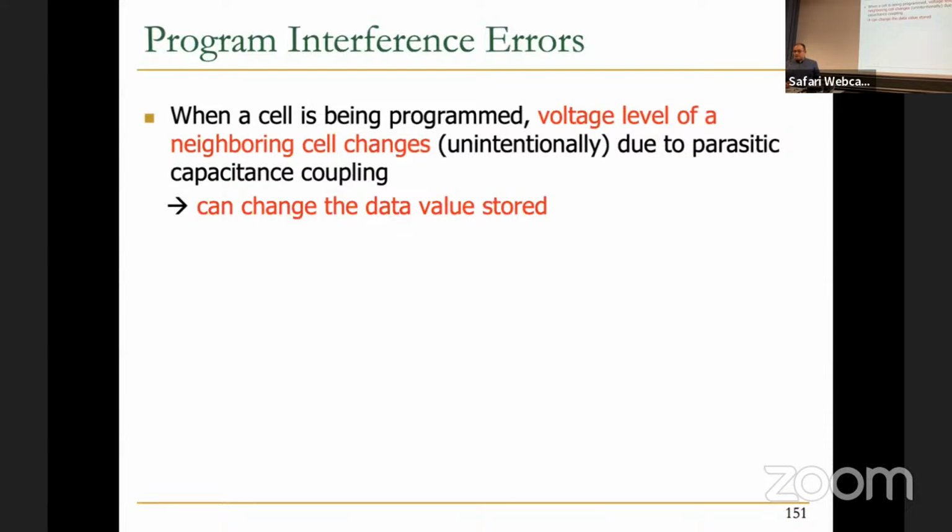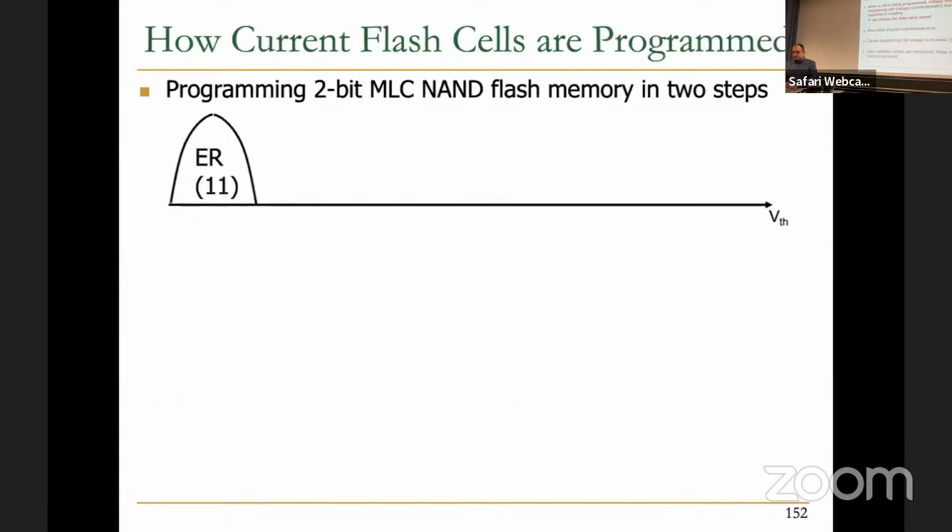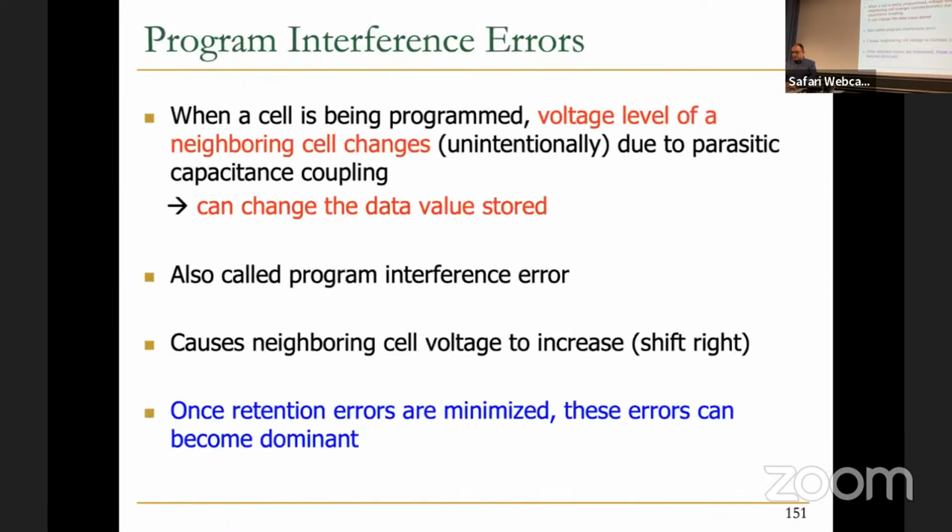The next item is program interference errors. When a cell is being programmed, the voltage level of a neighboring cell changes due to parasitic capacitance coupling and can change the data value stored. It can actually remind you of the RowHammer thing, right? But this is about programming. So we call it a program interference error, and that causes nearby cells to have errors.